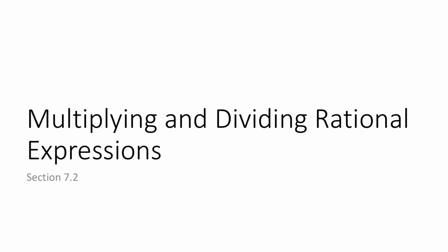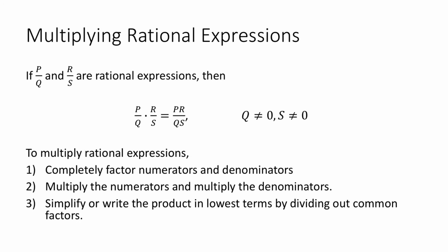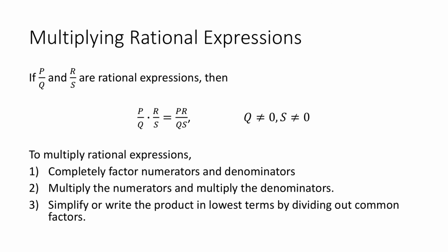In this section, we're going to talk about multiplying and dividing rational expressions. So when we're multiplying rational expressions, if we have two rational expressions, P over Q and R over S, then when we multiply them, we get P times R over Q times S, and anything in the denominator has to be not equal to 0.